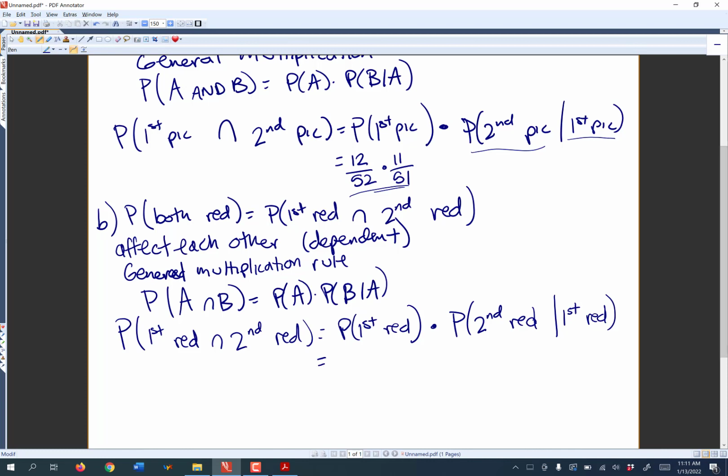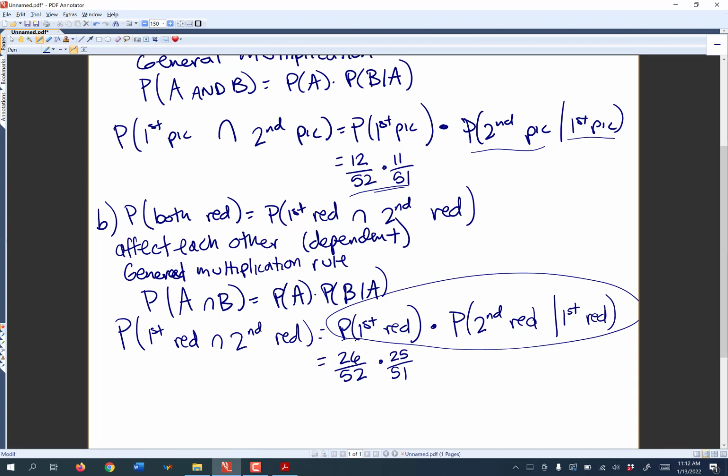Okay, let's see. So what's this going to mean? Probably the first is red. I think we said half the cards in the deck are red. So there are 26 out of 52 cards that are red, times, now the probability the second is red if you know the first one's already red. So that means we already took out one red, so there's only 25 reds left out of a total of 51 cards.